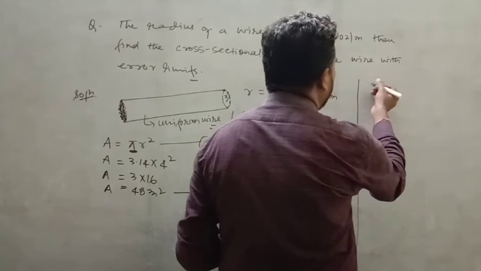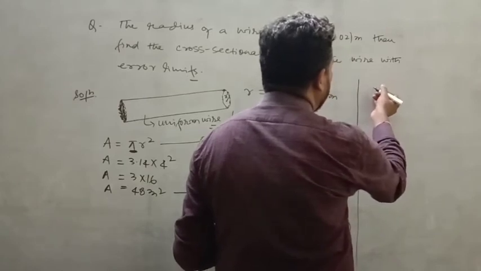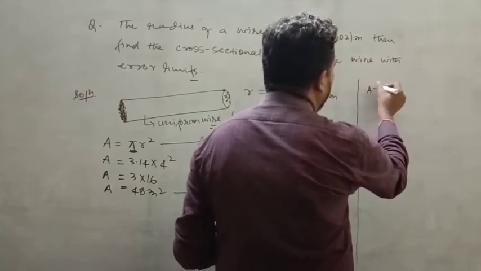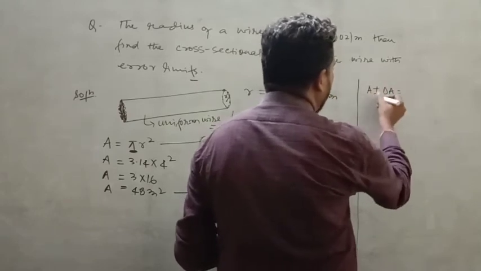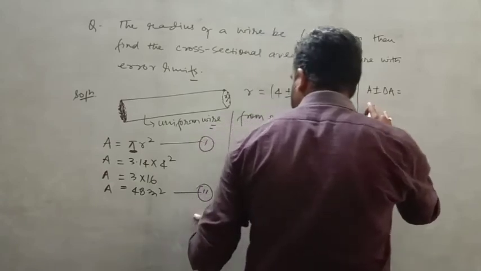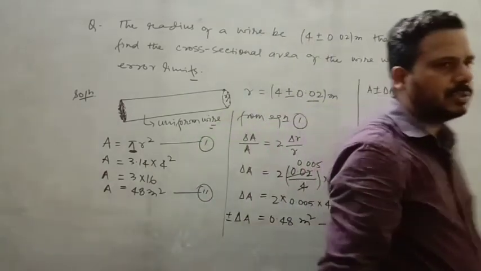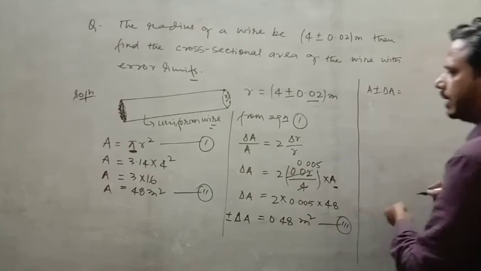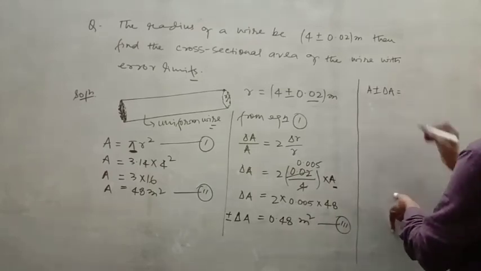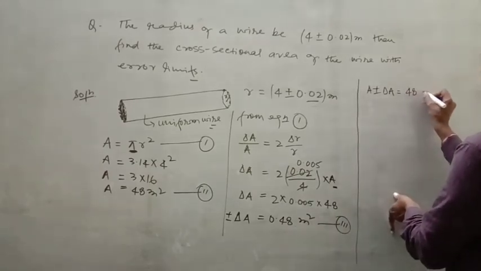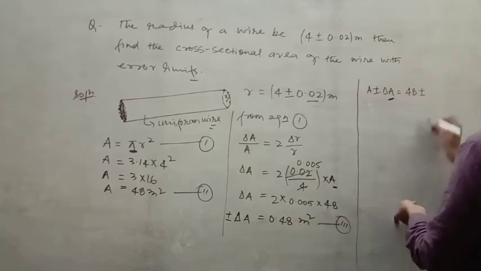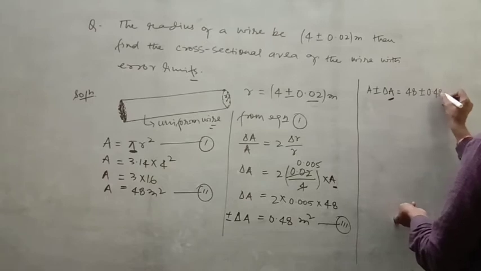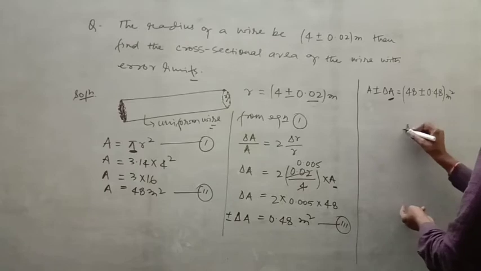So your area with error limits is A plus minus delta A, and now put its value. So how much is A? Area is from equation 2. So from this second equation, your area will be 48 square meter. So this is 48 and your error limits are 0.48. So 0.48 square meter, and this is your answer.